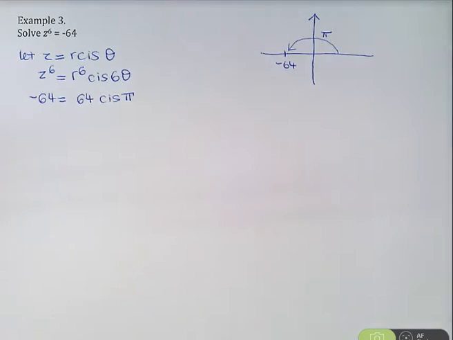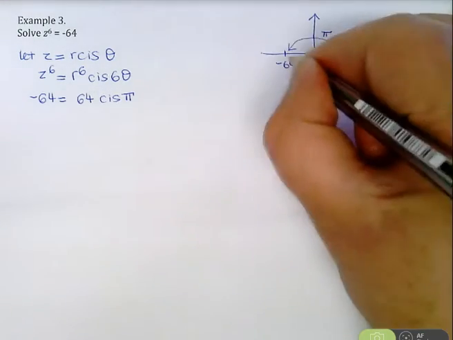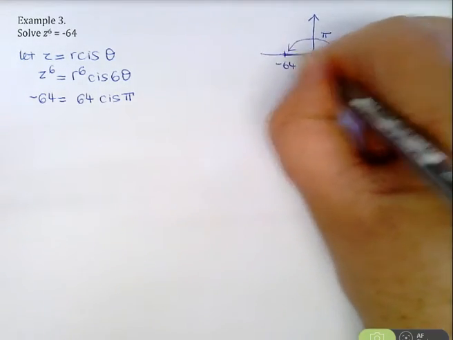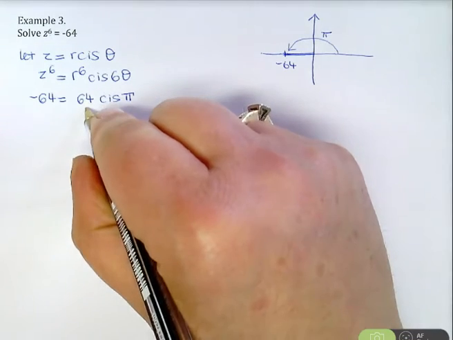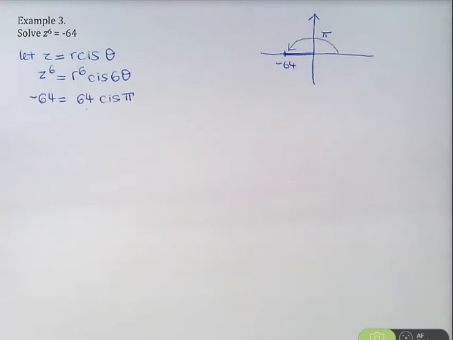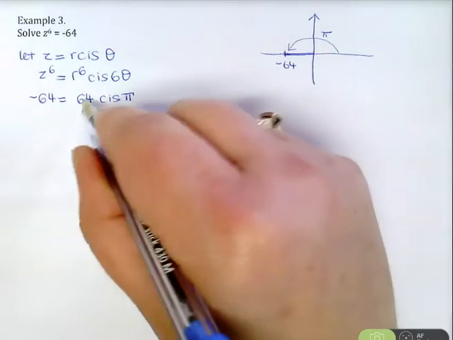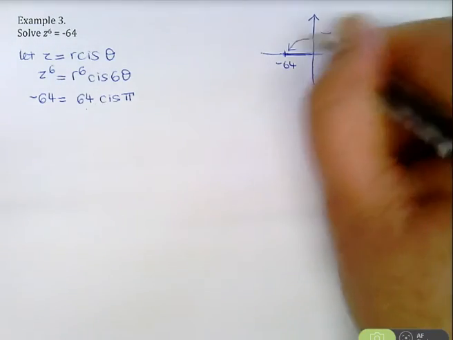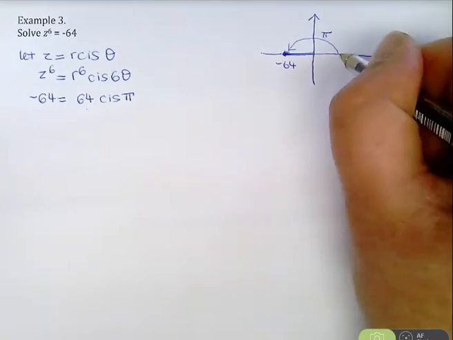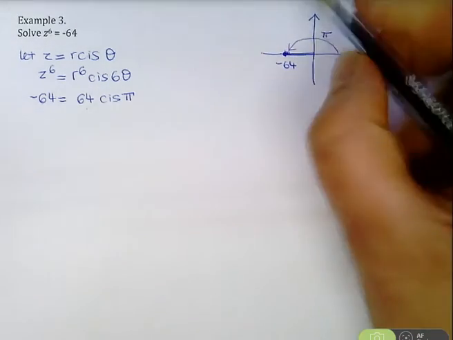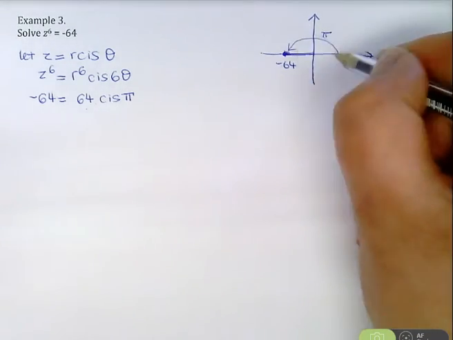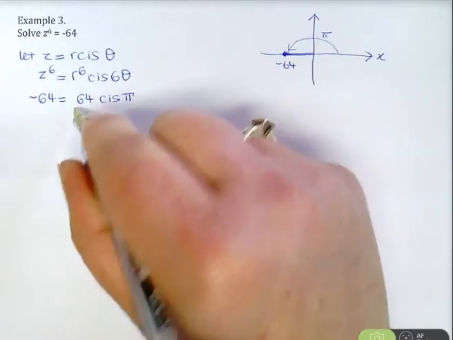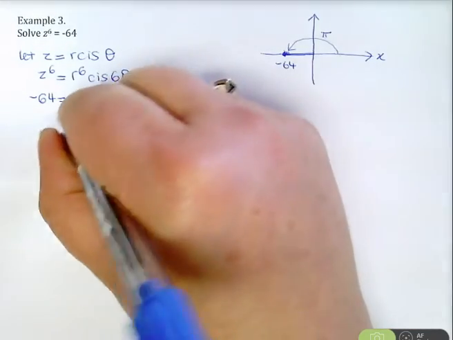Now, you might think, why is it that? Well, it's because the modulus is 64. We never have a negative modulus. All right, remember modulus is square root of x squared plus y squared. It'll always be positive, okay? So modulus is always positive. The argument, how do we get to this point negative 64? Starting from the positive x-axis, we rotate anti-clockwise pi radians. So negative 64 is 64 cis pi.